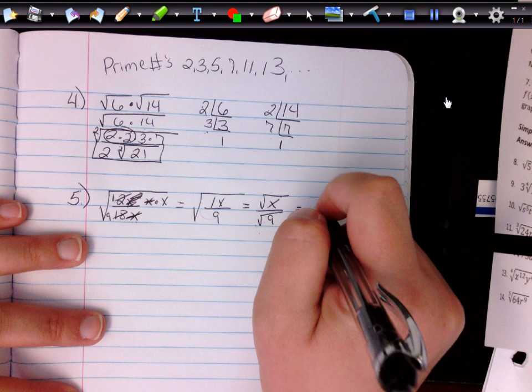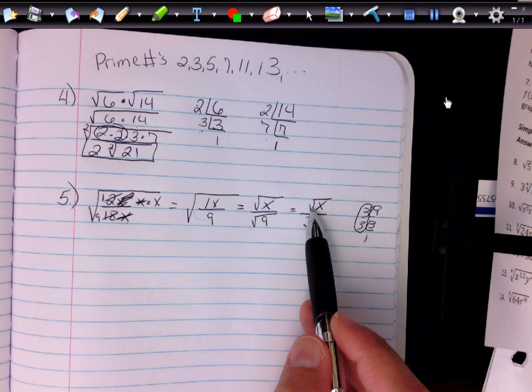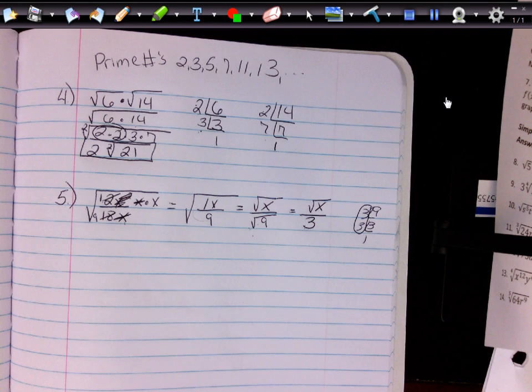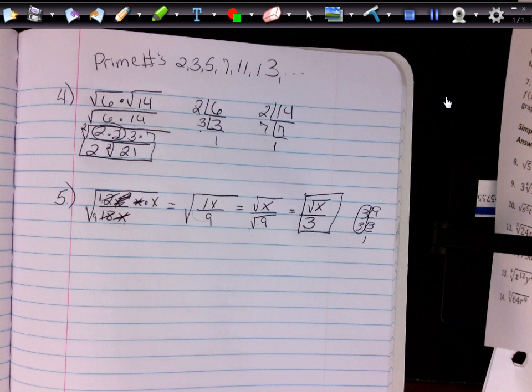And on the top, I have to keep the square root of x. And I'm allowed to have the radical in the numerator or top of the fraction, just not the denominator. So that is your answer to number 5. Please make sure you have all of that work down before you move on.